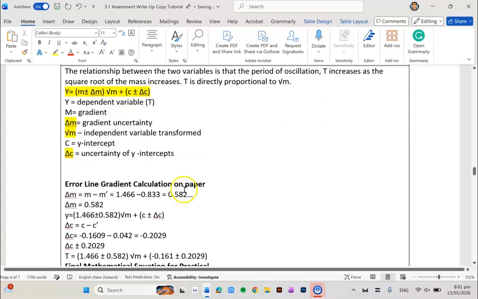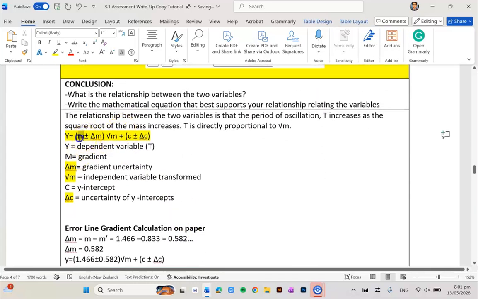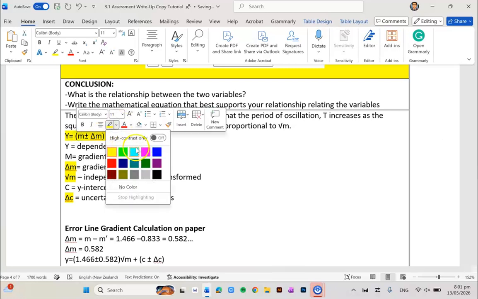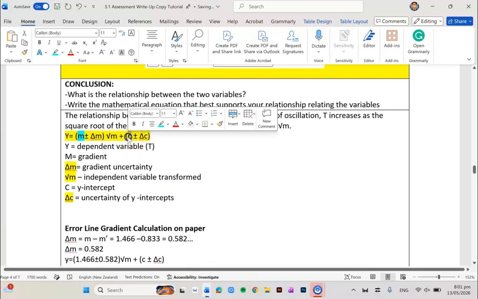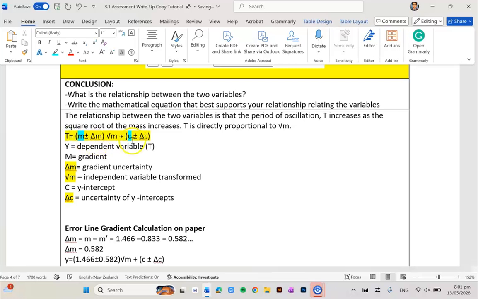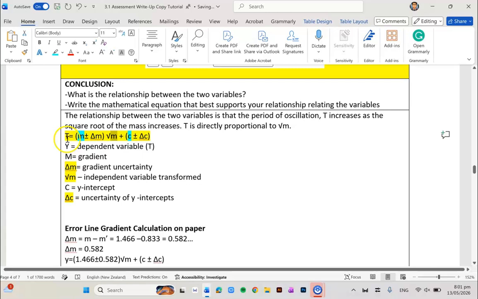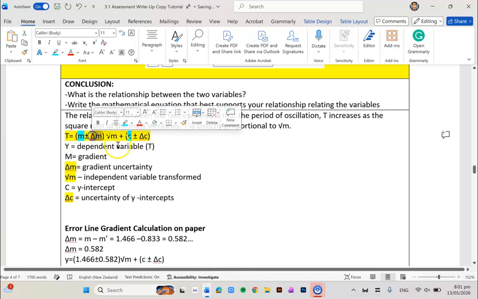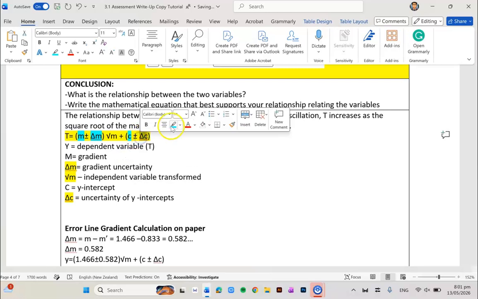Right, so we are given this, okay? We're given that, and we're also given this. These two just remain as variables. You're just going to change this y to a t, so it becomes like this. You're not plugging in numbers here. These stay the way they are. You're only going to be plugging in numbers for m, this m here, c, and this c here, right? So we need to find the uncertainties of the gradient and the intercepts. That's what we need to do now.